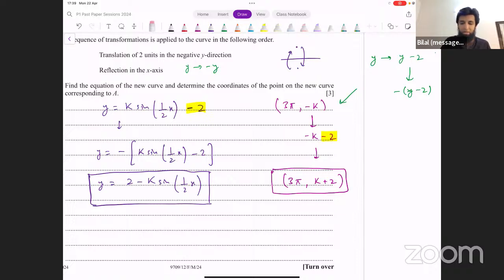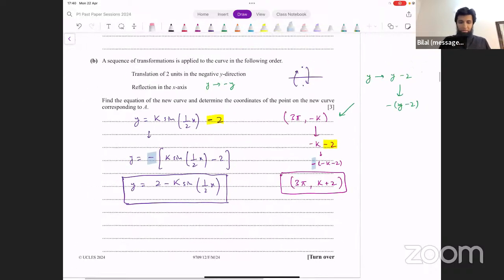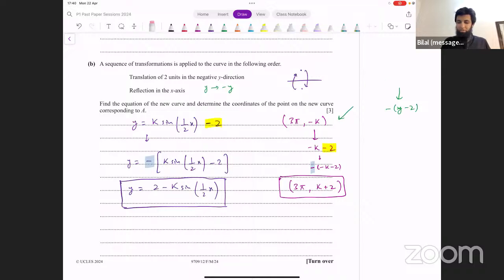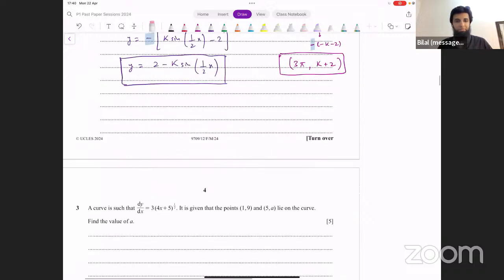So it basically becomes minus into minus k minus 2, which gives you k plus 2. So in the second step, you're multiplying by this negative sign. This time, we're multiplying by the negative sign here. And that gives you the final result. That's the new coordinate. All right. Okay, that was part B. Let's move on to the next question.